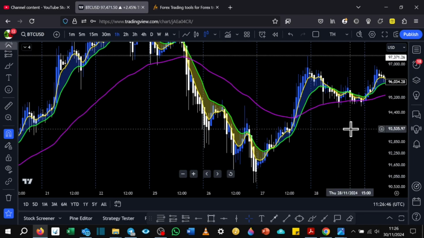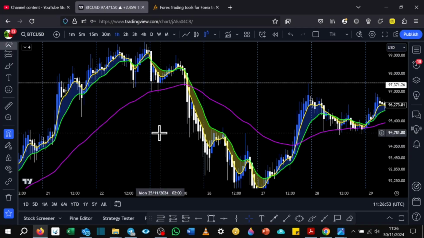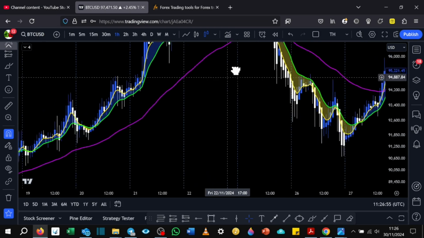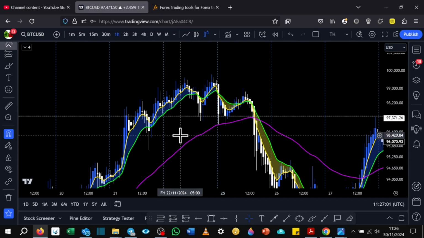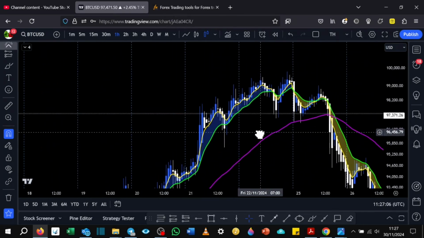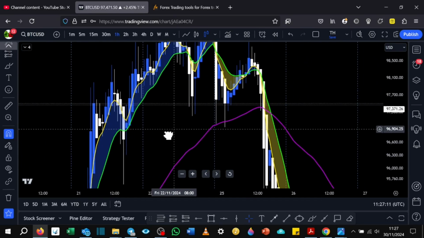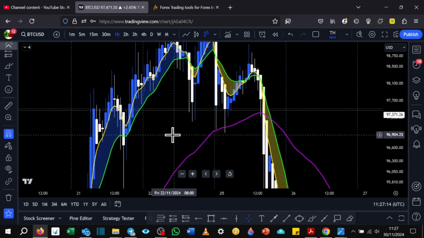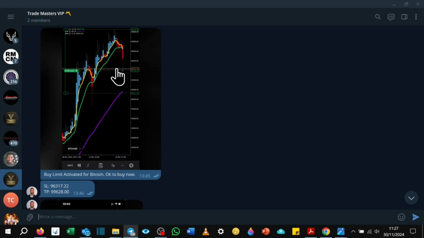On the, where was we? Monday the 22nd. Or was that last week? That was actually last week. I might have covered that trade already, actually, but I will quickly do that here. So in the VIP, I said buy limit, so the entry was there, stop loss and TP.